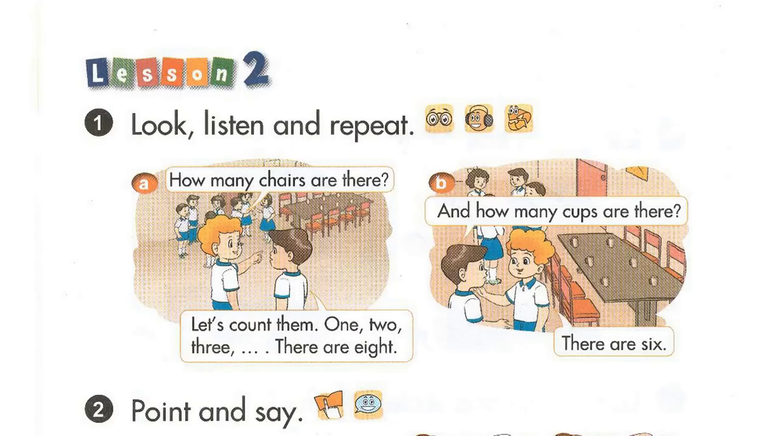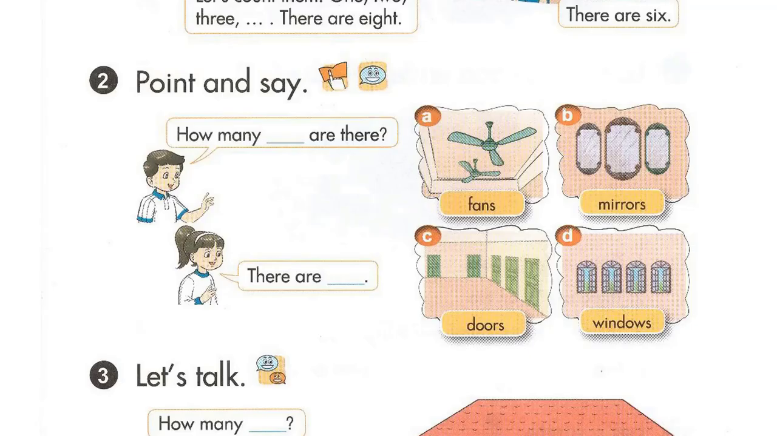Page 26. Lesson 2. Activity 1. Look, listen and repeat. A. How many chairs are there? Let's count them. 1, 2, 3. There are 8. B. And how many cups are there? There are 6. Activity 2. Point and say. How many fans are there? There are 2.